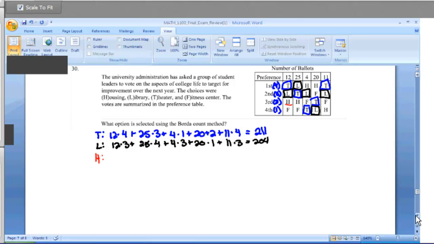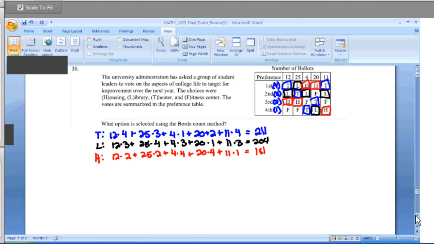For housing, we have 12 that voted it third place, or 2 points. 25 more that voted it third, or 2 points per vote. 4 that voted it first, or 4 points per vote. 20 more that voted it first, or 4 points per vote. And 11 that voted it last, or 1 point per vote. And then we add all that up, we get 181.